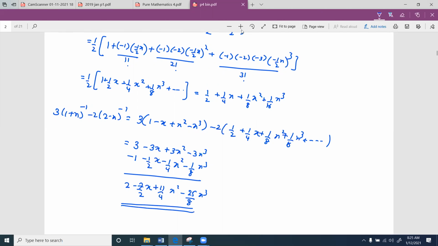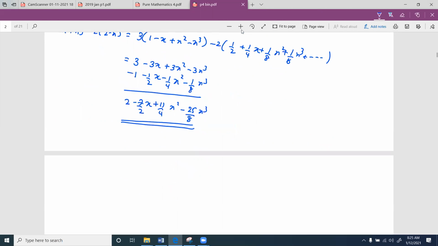Right. Then our doubt is to find the valid region. How do we find the valid region for this?